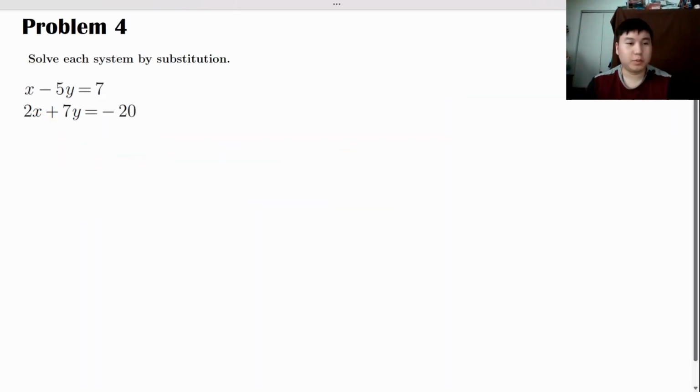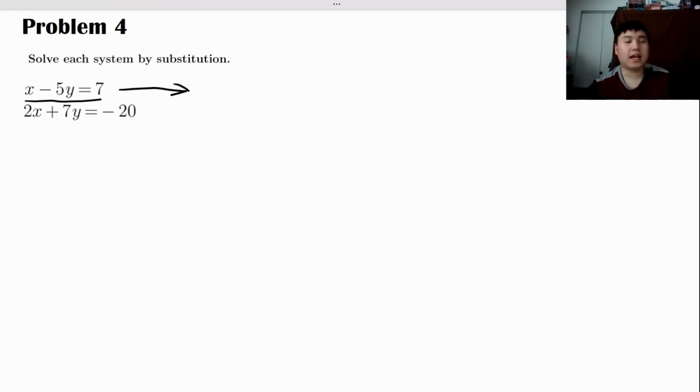For problem 4, it's a little bit trickier because since they did not give us x or y by itself, we can't directly substitute anything into x or y. So in this case, we must choose one of these equations and isolate x or y. First thing I see is that the first equation right here is much easier to deal with. So I'm just going to isolate x because y already has a coefficient in front of it. That's going to make it more work because you would have to isolate y and then divide by negative 5. That is not good. You would have a fraction.